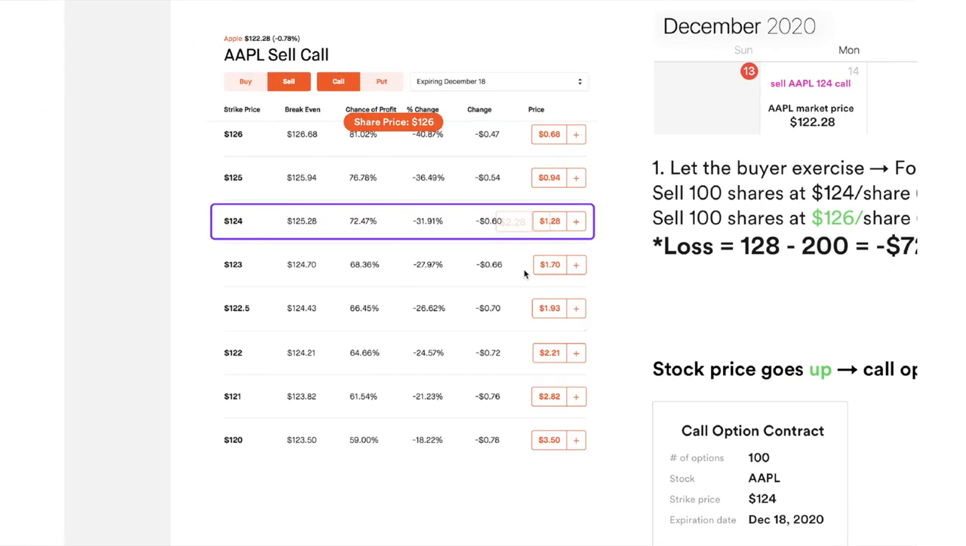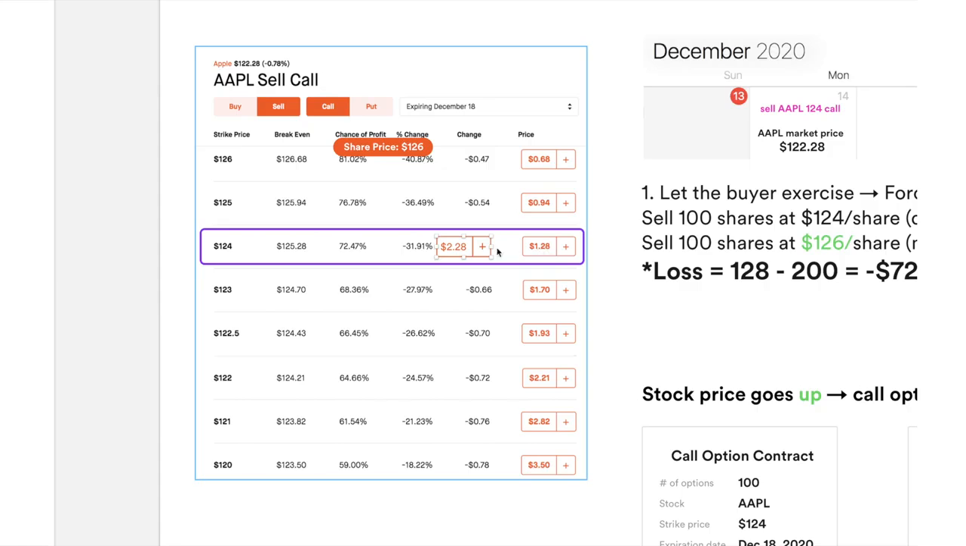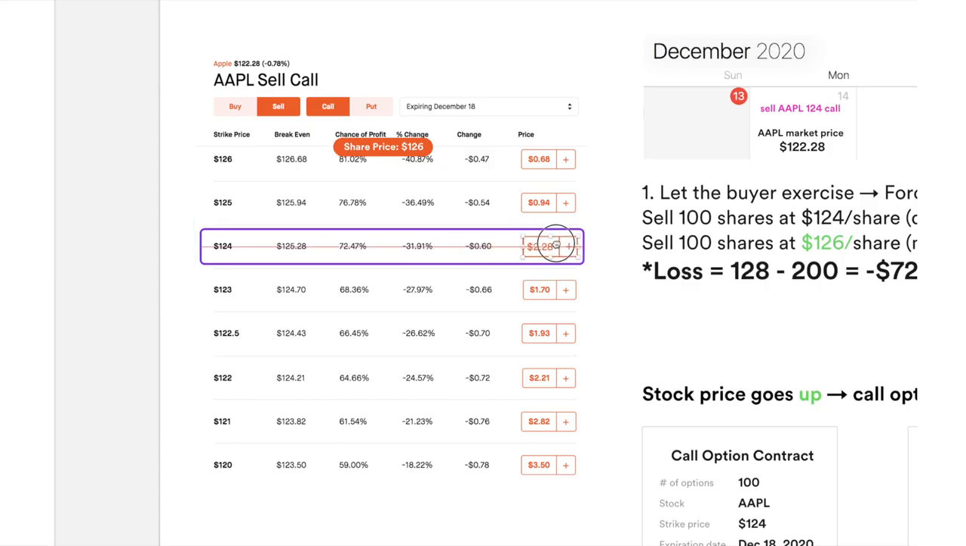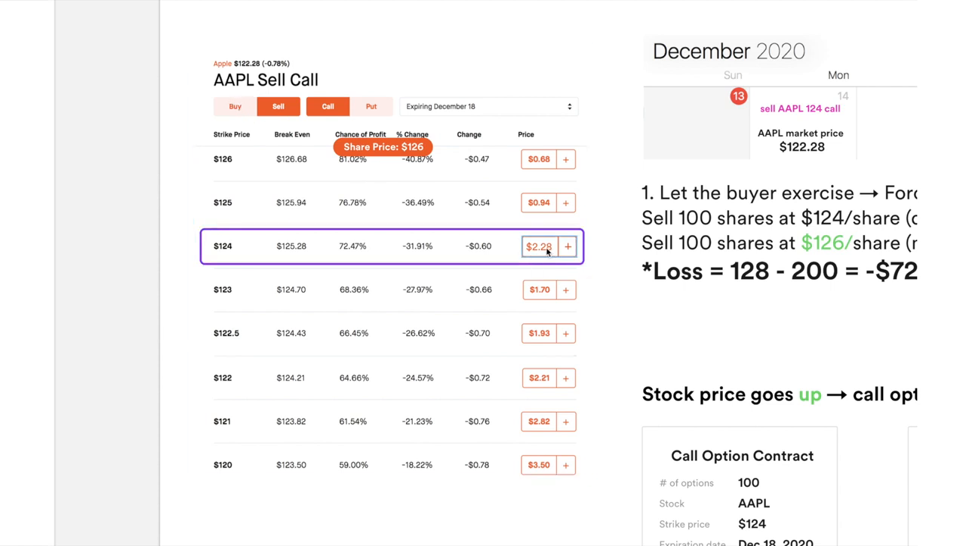This is what Robinhood might look like. On Friday, since Apple price has gone up, instead of showing 1.28, it's going to show 2.28 on Robinhood. So to buy it back, you will just click buy, and then you click this, you buy it back.